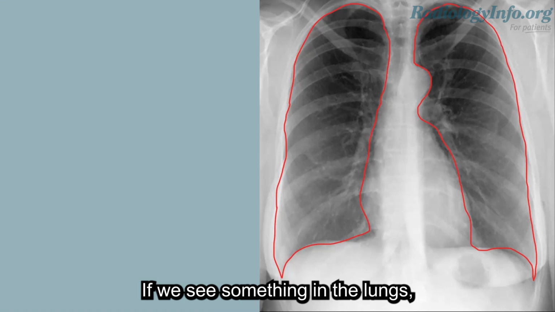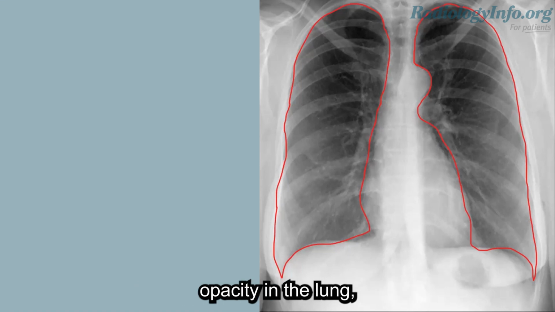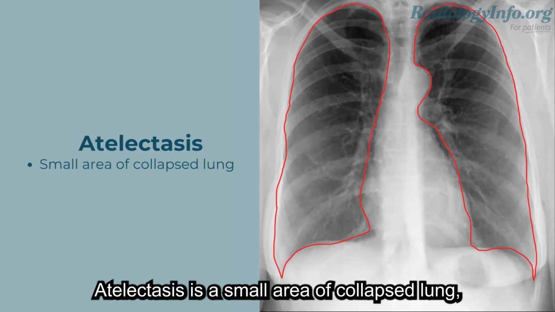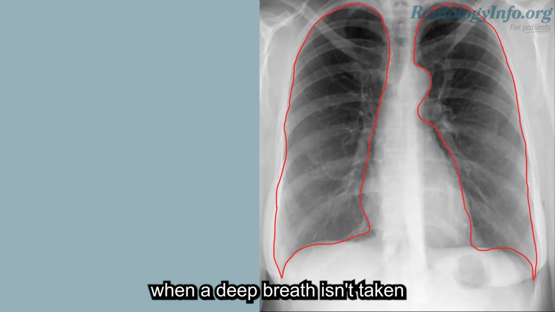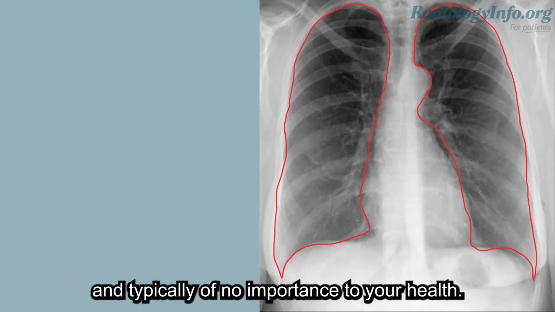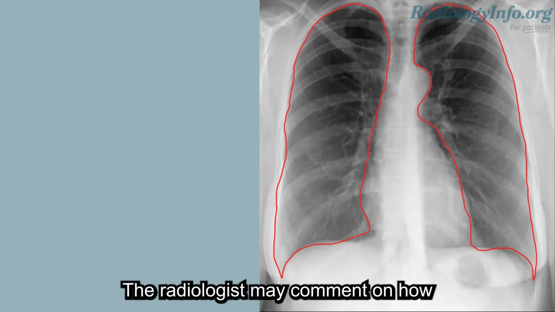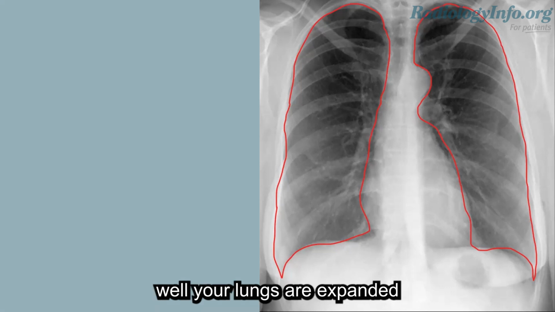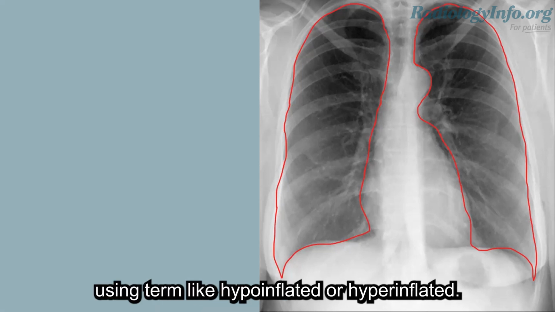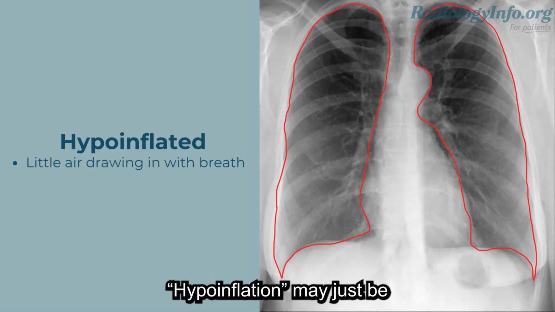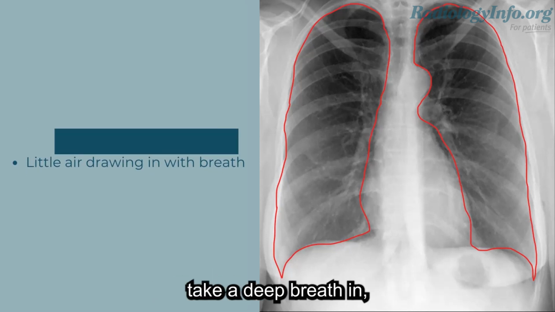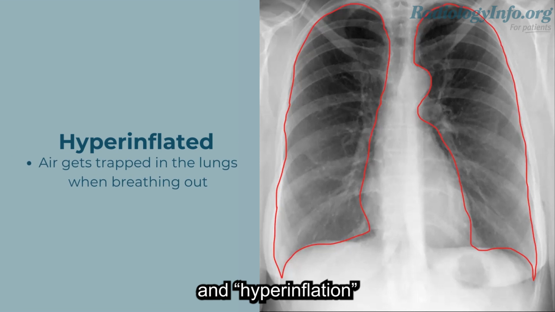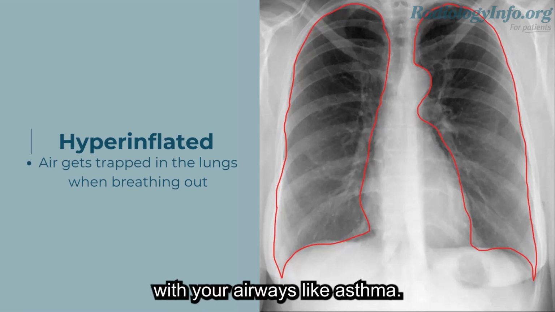If we see something in the lungs, the report may say something like opacity in the lung, which may be pneumonia or atelectasis. Atelectasis is a small area of collapsed lung, usually occurring when a deep breath isn't taken and typically of no importance to your health. The radiologist may comment on how well your lungs are expanded using terms like hypoinflated or hyperinflated. Hypoinflation may just be because you didn't or couldn't take a deep breath in, and hyperinflation may reflect a problem with your airways, like asthma.